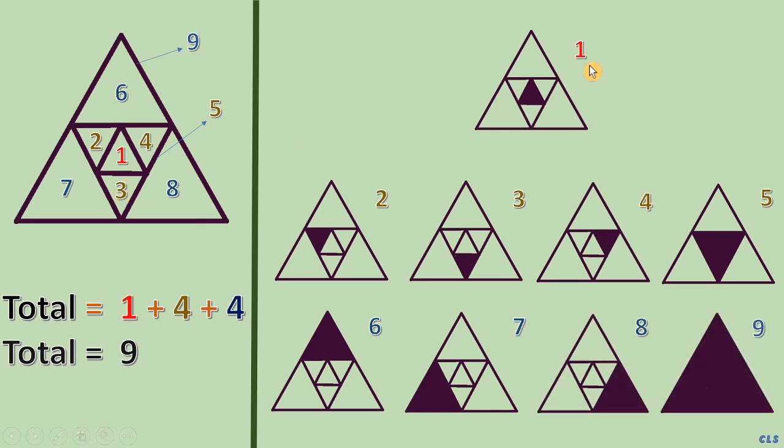So here you can see I used different colors. The first one, the smaller triangle, is making 1, the second triangle is making 4, and the third one is making 4. Now we move to the next slide.